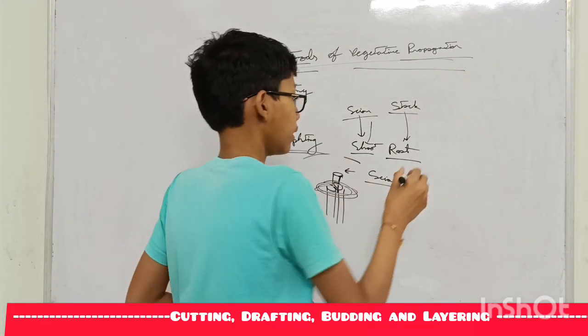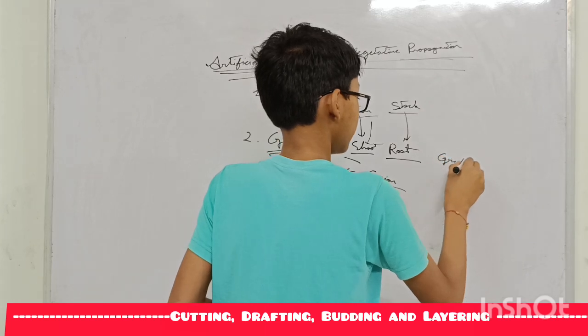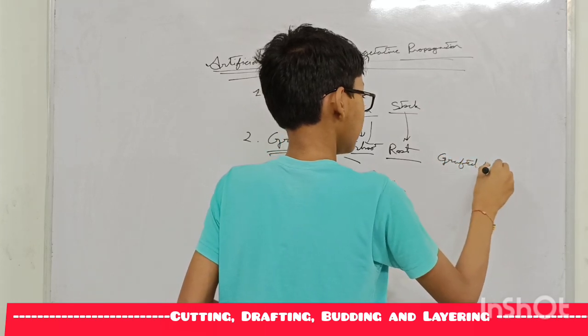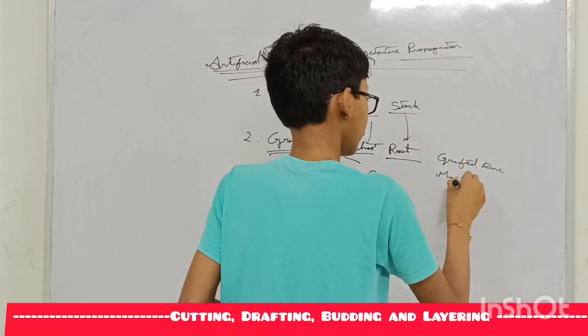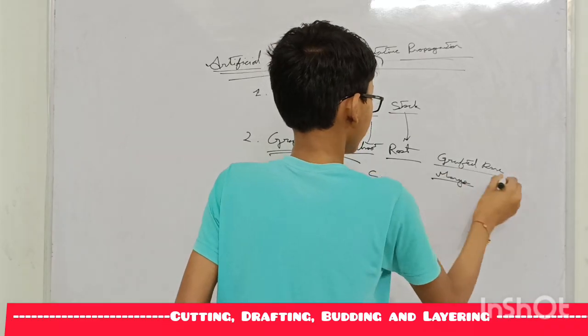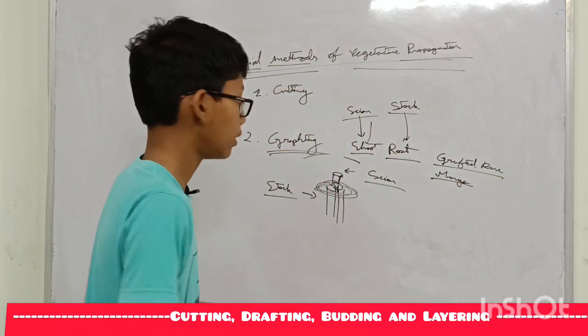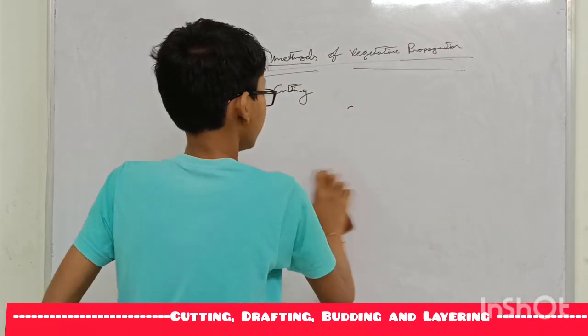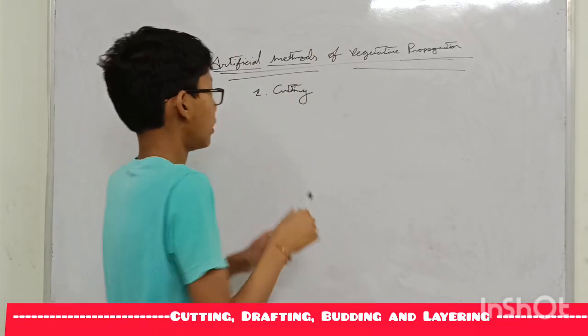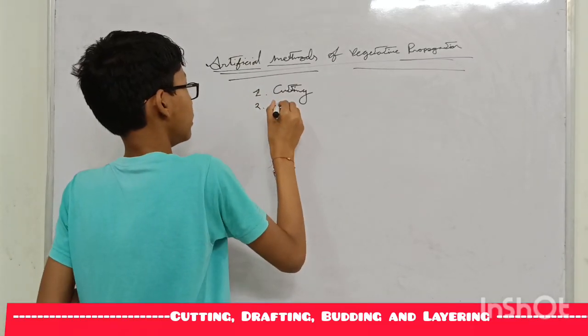Some examples are grafted rose. Yes, again rose here, and mango. So mango is also used for grafting. So that is the second process or method.